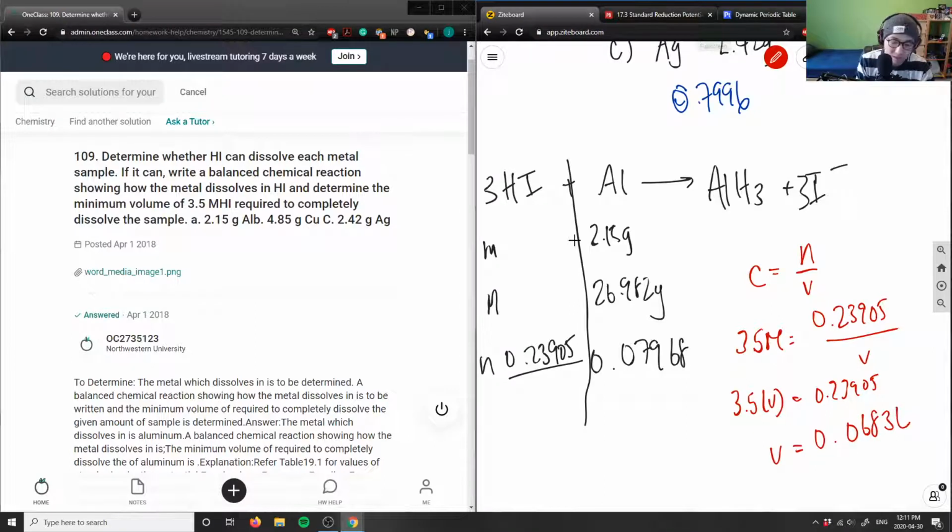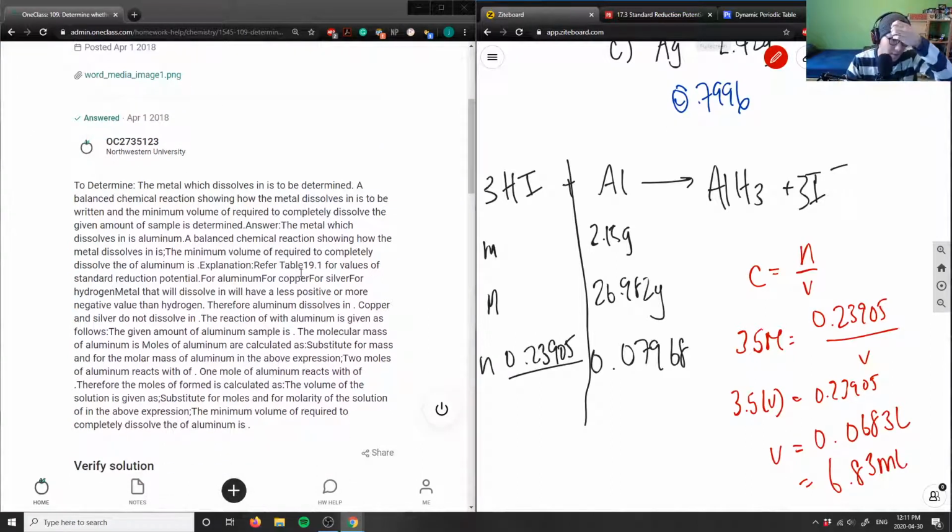0.068 liters. I could convert that to milliliters by multiplying by 1000, which means I only need 6.83 milliliters to dissolve the aluminum in my acid here. So this here is the correct answer, 6.83 milliliters.